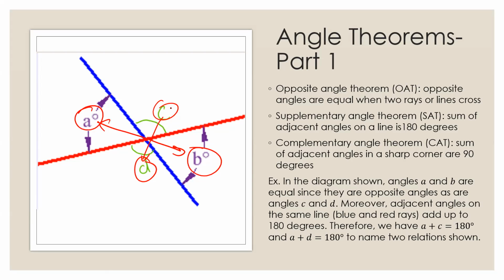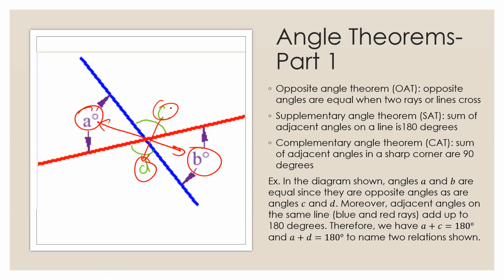Supplementary angle theorem, or SAT, sometimes for short, says that the sum of adjacent angles on a line is 180 degrees. So if I take two angles that are next to each other on a straight line, they're going to add up to 180 degrees.